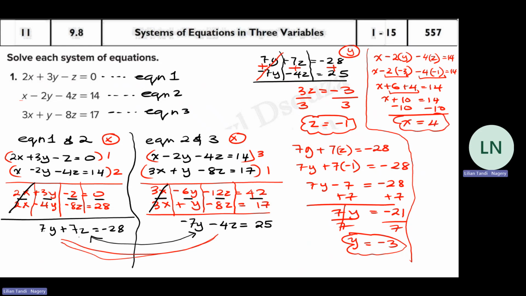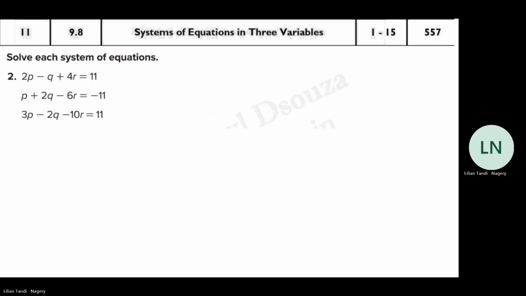Now write your solution. Solution, write it where? Right here. Follow the alphabet the way they have been given in the equation: x, y, z. x is 4, y is negative 3, z is negative 1. Put it in a bracket, box your answer. Okay, let's do the next one.